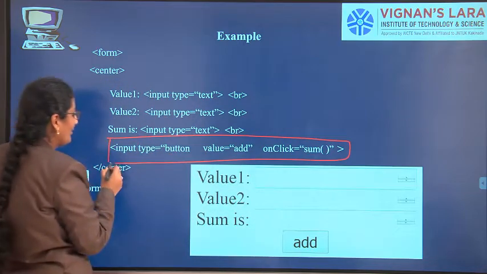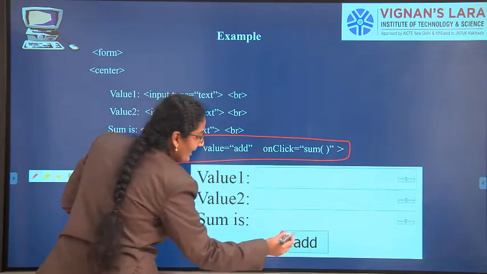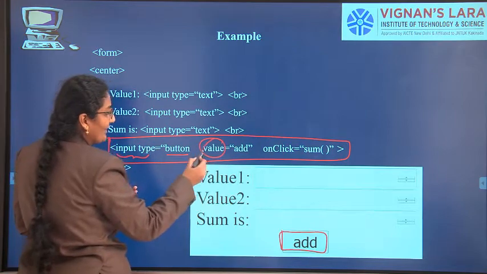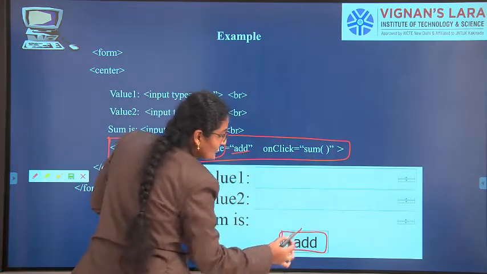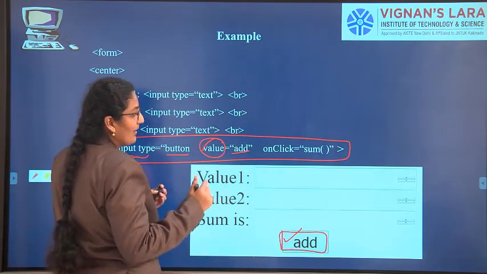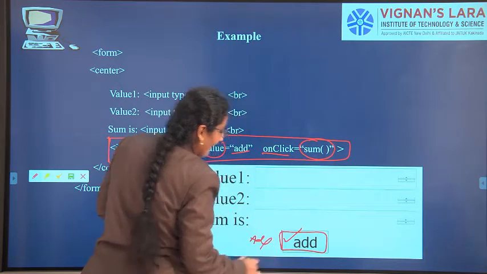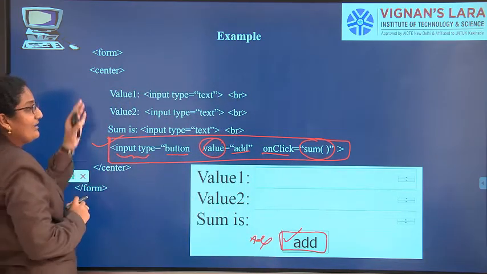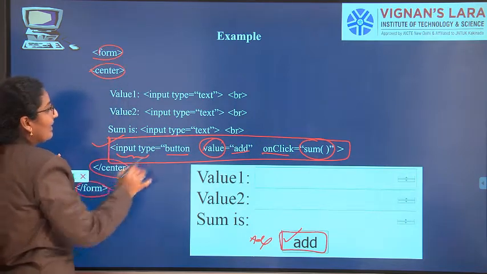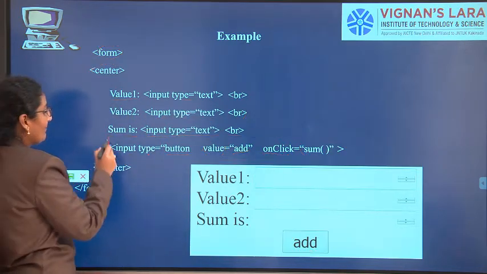Till now everything you know. This is the only new statement. Input type is button, so they have created a button. What should be visible on the button? The visible matter of the button will be the value. Value is add, so it is given add. What action should it perform on clicking? On clicking, it should perform sum. So it will perform addition. Till now every statement you know: form, center, closing tags, break tag, input type equal to text, everything you know. The only new statement is this one.